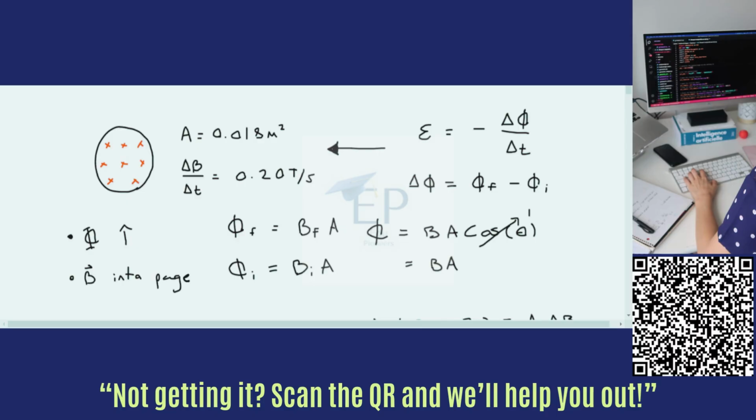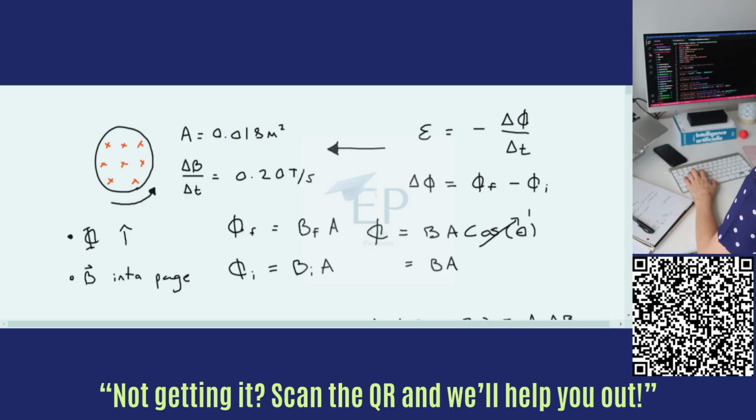So if the flux is increasing into the page, we will want to create a magnetic field that points in the opposite direction to try to counter that out. And to do that, we'll need a counterclockwise current. Because if we point our thumb in the direction of the field we want, which is out of the page towards us, and curl your fingers around, they should curl in the counterclockwise direction. So there's the direction of our induced current, and we know that it's pointing out of the page.